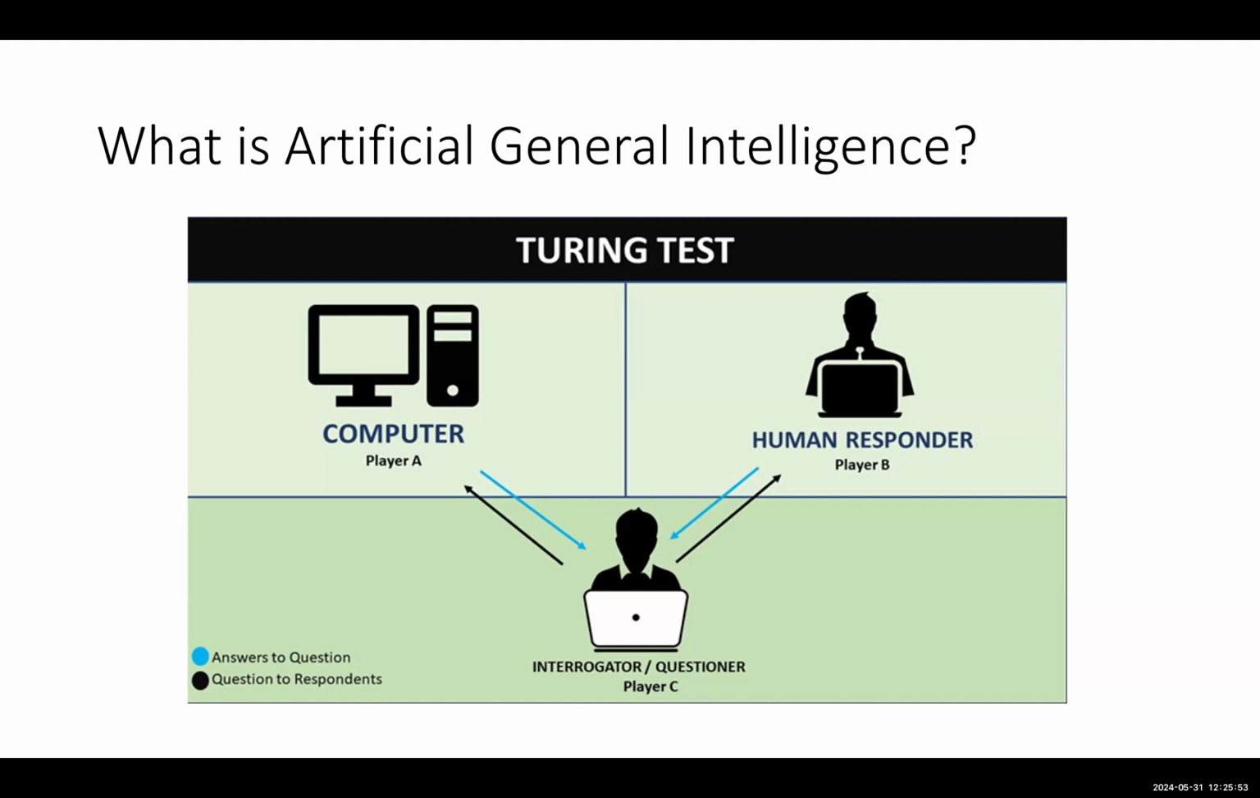So what kind of questions would you ask it? What kind of questions would you use to try to prompt it to indicate whether it's a computer or a human being? Now, if it turns out that the computer program could trick you into thinking that it is also a human being like you or me, then it passes the test.